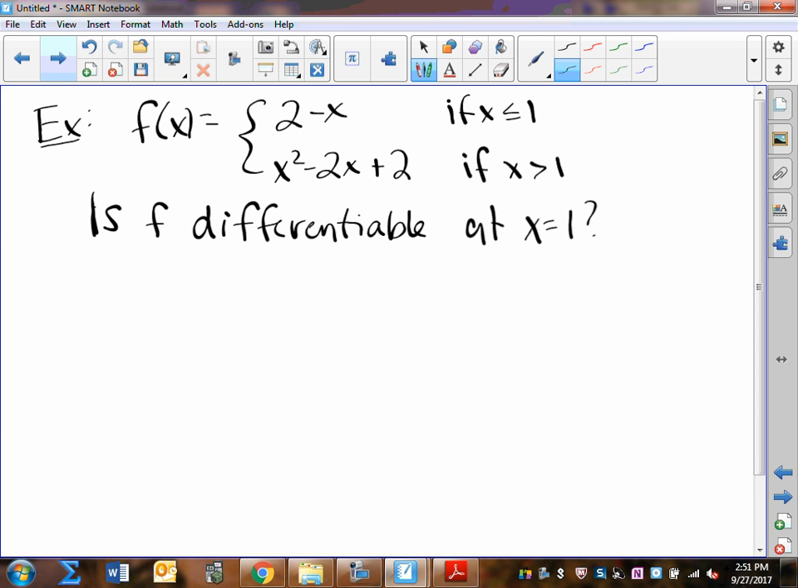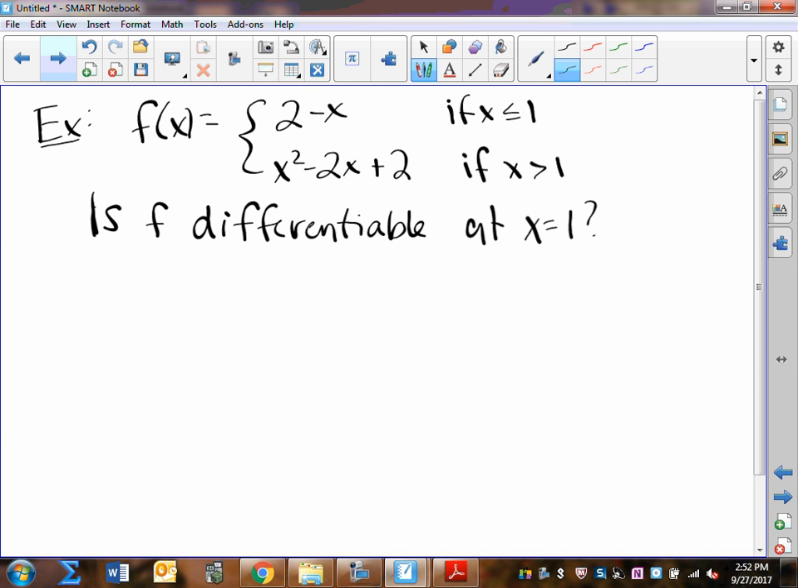It's probably good to check continuity, because if it's not continuous, it's not going to be differentiable at that point. And how do I know if a piecewise function is continuous at the point in question? What do I have to do? Yeah, just plug it into each piece and see if they're the same. So let's do that real quick. 2 minus 1, what do we get? 1. 1 squared minus 2 plus 2, what do we get? 1. Okay, so we know it's at least continuous at that point. Bummer, we couldn't stop right there.